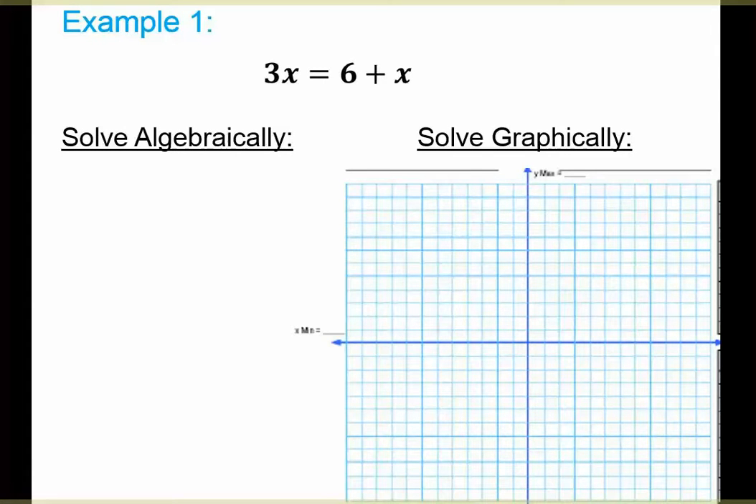Let's begin with the solve graphically. We're going to go in a different order than what we just worked with. To solve graphically, you're still going to need a little space to put this thing in slope-intercept form. So go ahead and begin by copying down 3x equals 6 plus x.